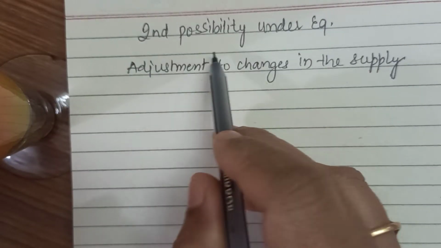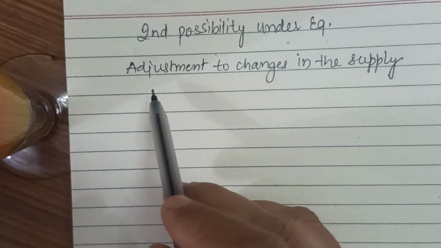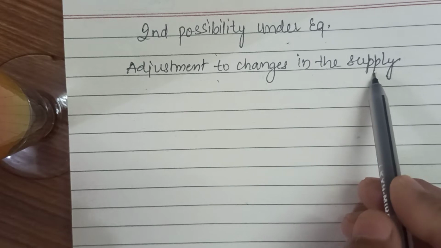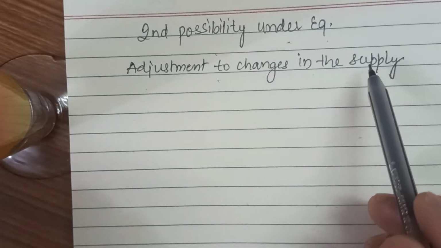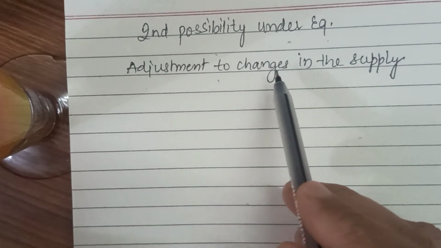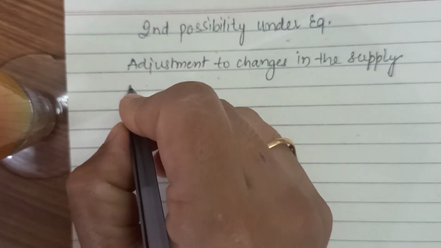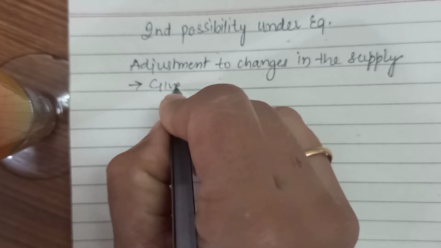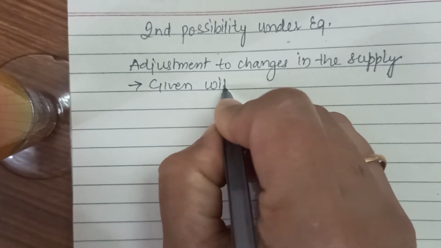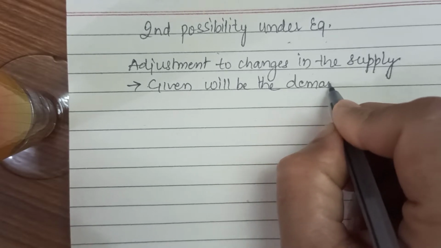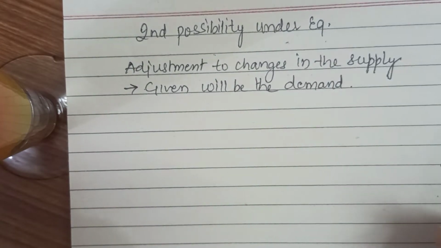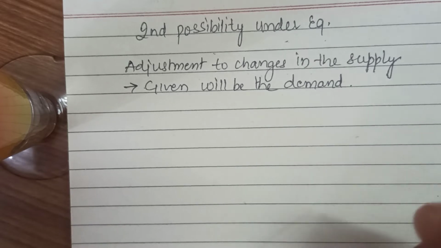Now let us see the second possibility under the equilibrium, and this is adjustment to changes in the supply. Earlier we have seen the adjustment to changes in the demand. Now we are going to see the adjustment to changes in the supply. In this, given will be the demand. It means here we will be given the demand. There will be no change in the demand.